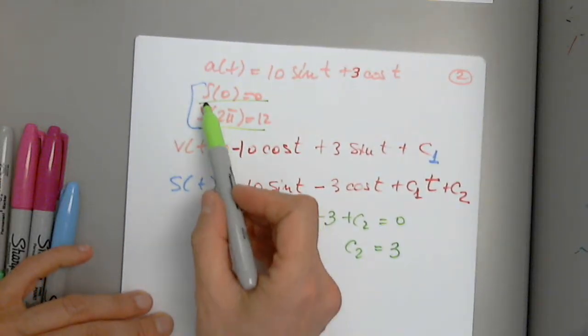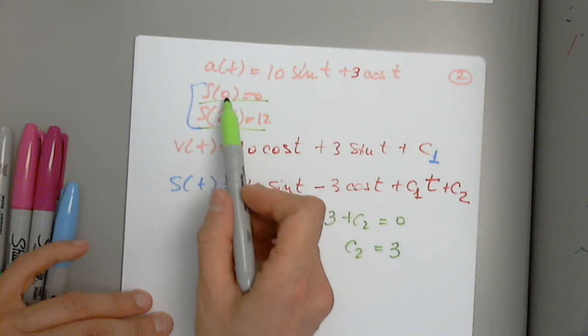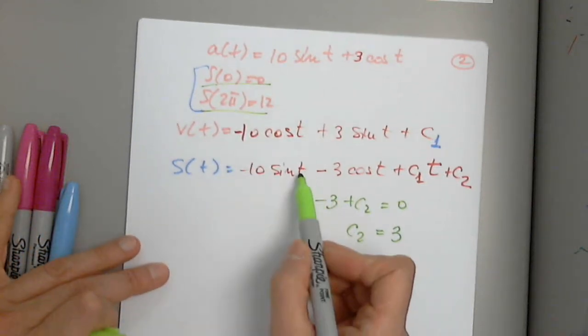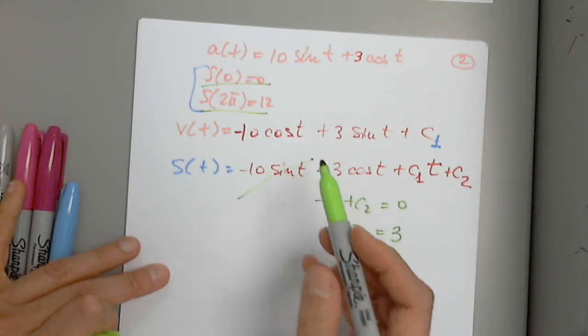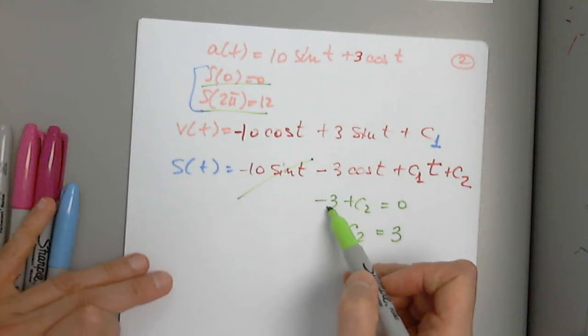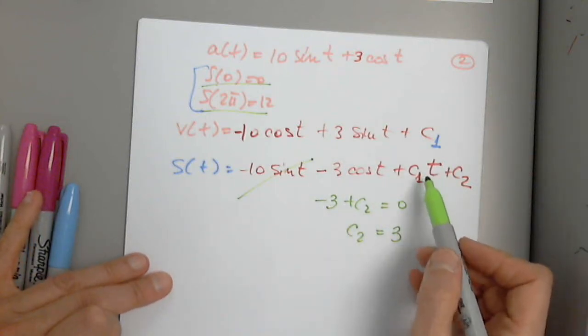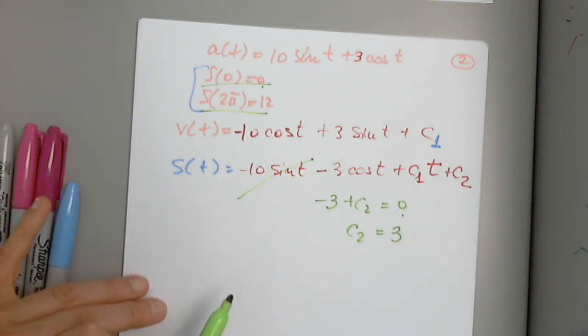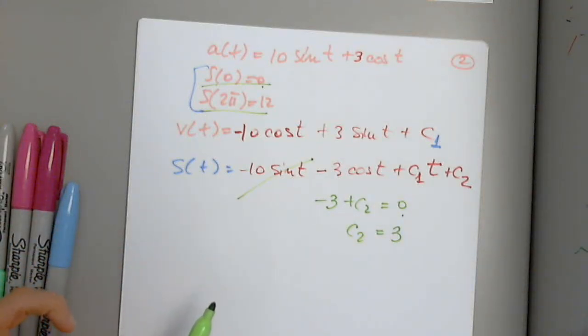Okay. I have the condition that S of 0 is 0. So everywhere I see t in S, I have to plug in 0. Sine 0 is 0, this goes away. Cosine 0 is 1, times negative 3 is negative 3. C1 times 0 is 0, plus C2 equals 0. Therefore, C2 equals 3.